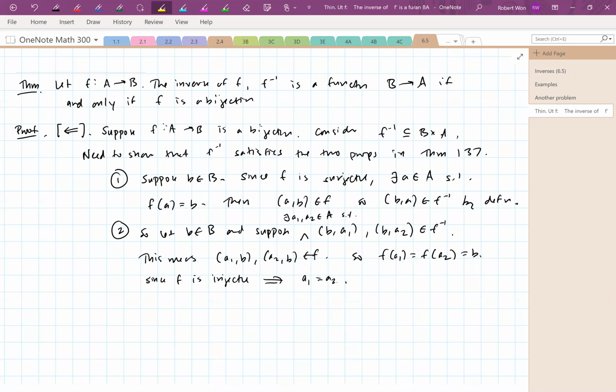Okay, so we use the surjectivity of f to prove that every b in B appears as the first coordinate of something. Then we use the injectivity of f to prove that if it was the first coordinate of two things, actually those two things were the same. Maybe that's how I should conclude my proof. This implies that b comma a1 equals b comma a2, which is what I want to show. So this shows that if you have a bijection, f inverse will actually give you a function.